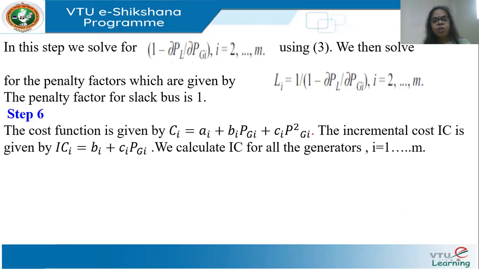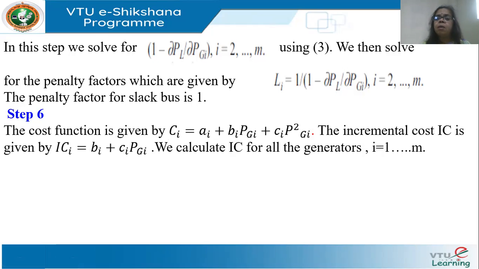And then we have the general cost function for the thermal plant to be a quadratic equation. Ci, that is the cost of any plant i, is equal to Ai plus Bi Pgi plus Ci Pgi squared. So the incremental cost is the derivative of this with respect to Pgi. The incremental cost will give you the cost to increase the generation by one unit, which is normally 1 megawatt. So the incremental fuel cost is Bi plus Ci Pgi. Incremental fuel cost is nothing but the derivative of Ci with respect to Pgi. So in step 6, you calculate the incremental cost for all the generators, right?